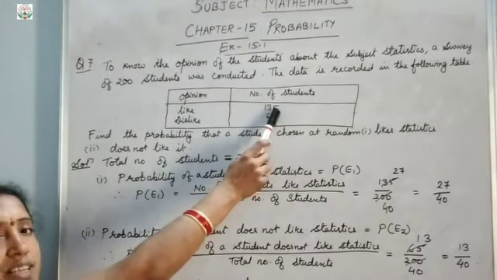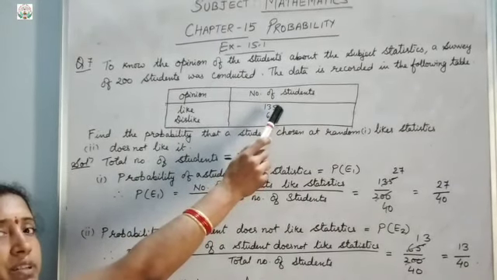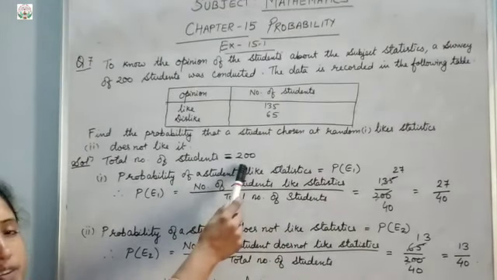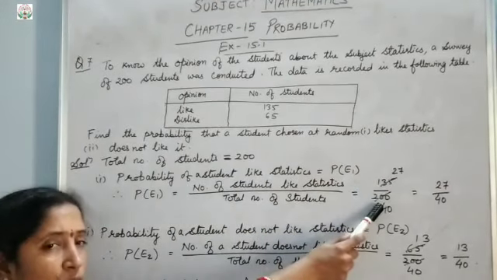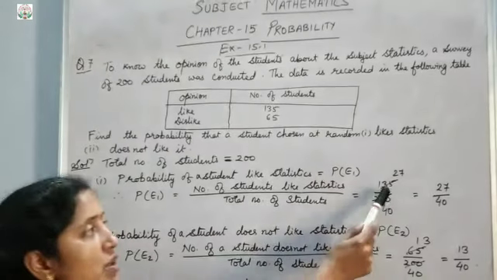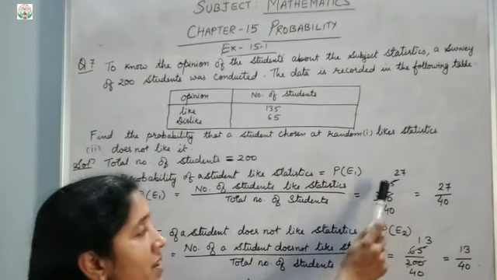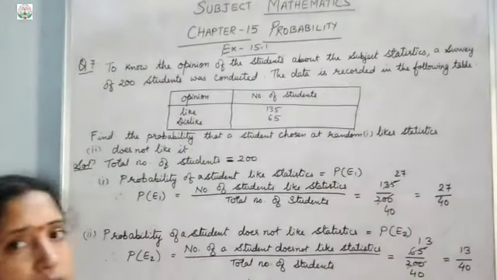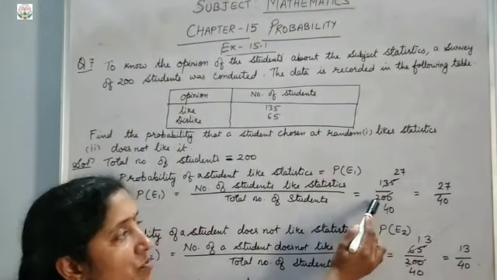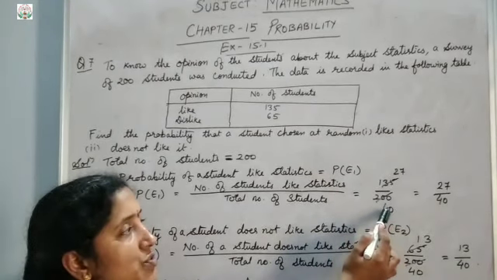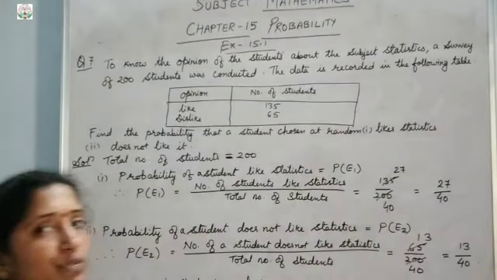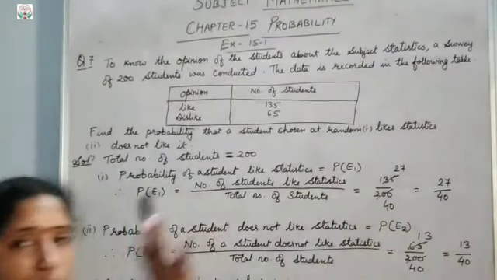Here how many children like statistics? From the table it is 135. So 135 upon total number of students, which is 200. So 135 upon 200. You know that both the numbers are divisible by 5. So 5 2s are 10 and 5 7s are 35. So the numerator is 27, and in the denominator 5 4s are 20 and then 0, 40. So it equals 27 upon 40. You know that it is not further divisible. So this will be the answer for the first one.